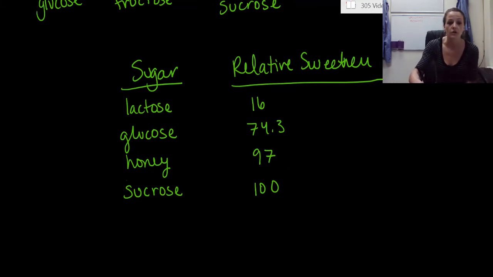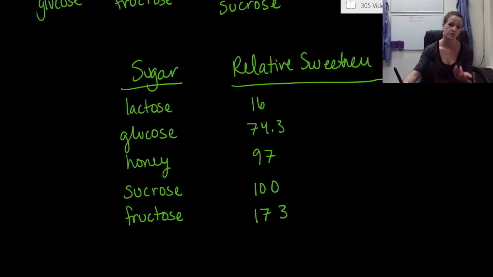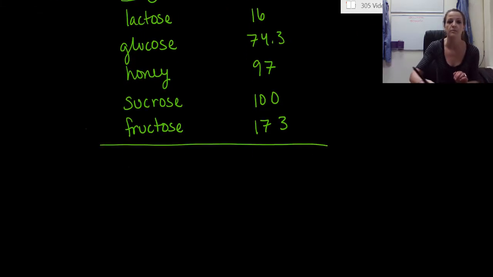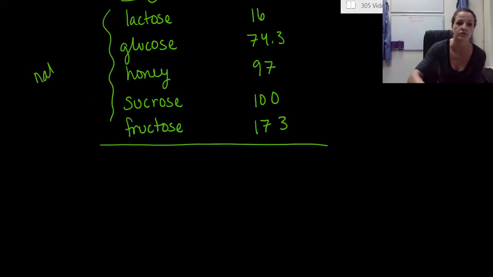Now after sucrose, we're going to talk about fructose. So another monosaccharide. Fructose is actually significantly sweeter than both glucose or sucrose, and that has a sweetness level of 173. So now what I'm going to do is create this little line here, because I want to separate two sections. These first 5 that I've listed out are all natural sweeteners. All of them are natural. But now I want to list out 3 different synthetic ones.